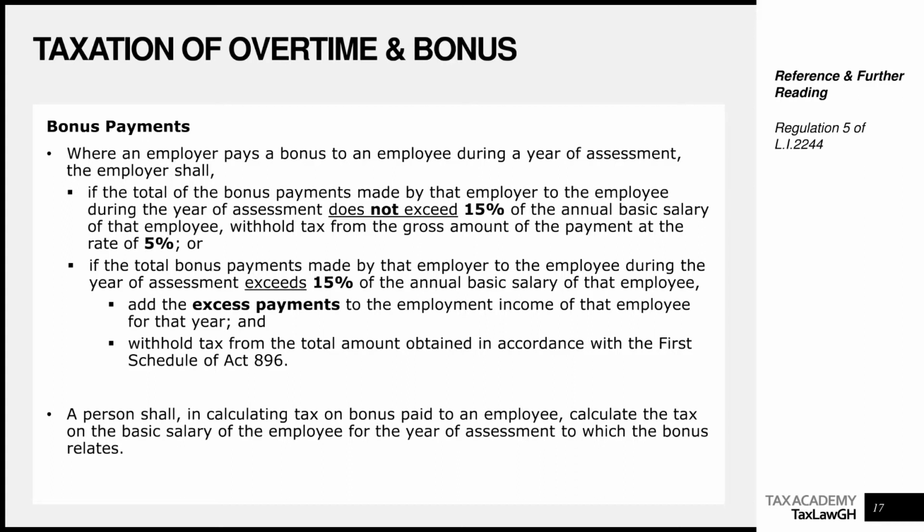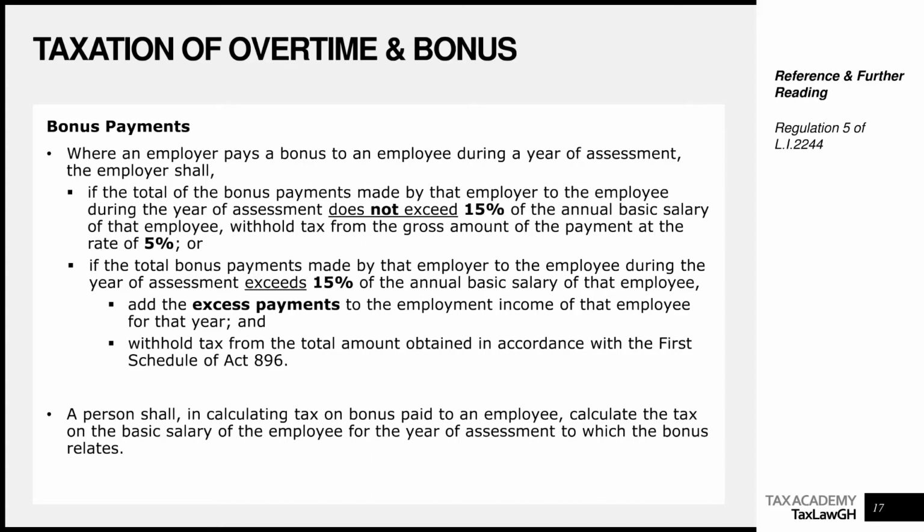What this means is, with our 100 cedis annual basic salary and with our 15 Ghana cedi threshold, which corresponds to 15%, if the employer pays me 10 cedis as bonus for the whole year, what it means is that because the 10 cedis does not exceed my 15 cedis threshold, I'll withhold tax from the whole 10 cedis at 5%, and it ends there, end of story.